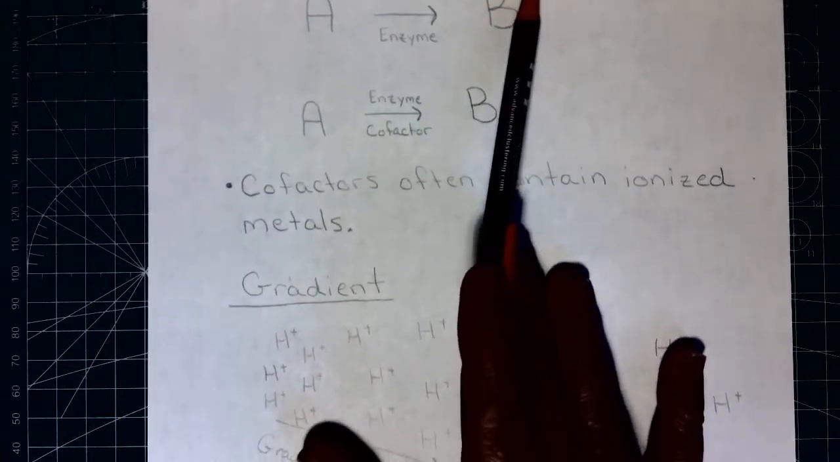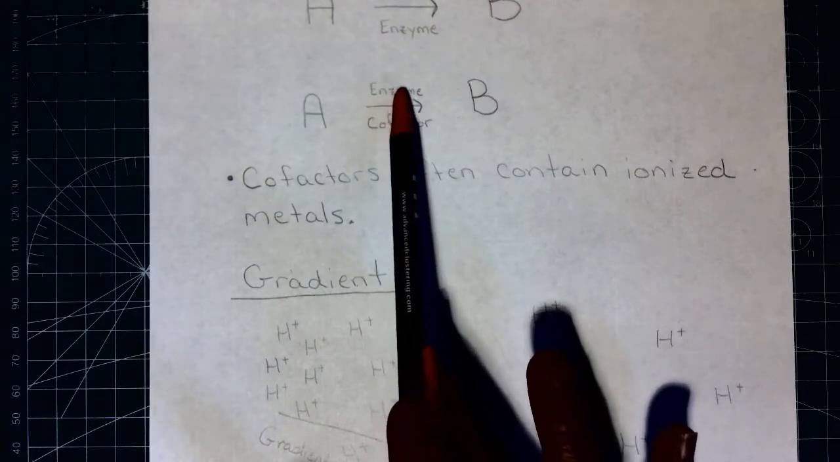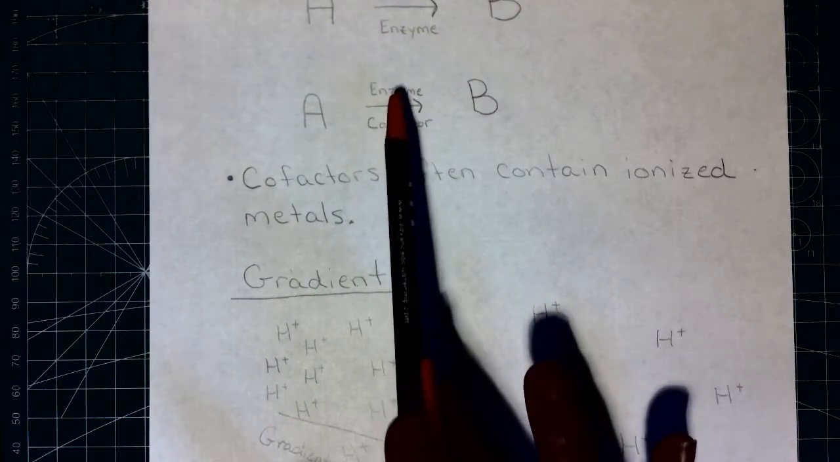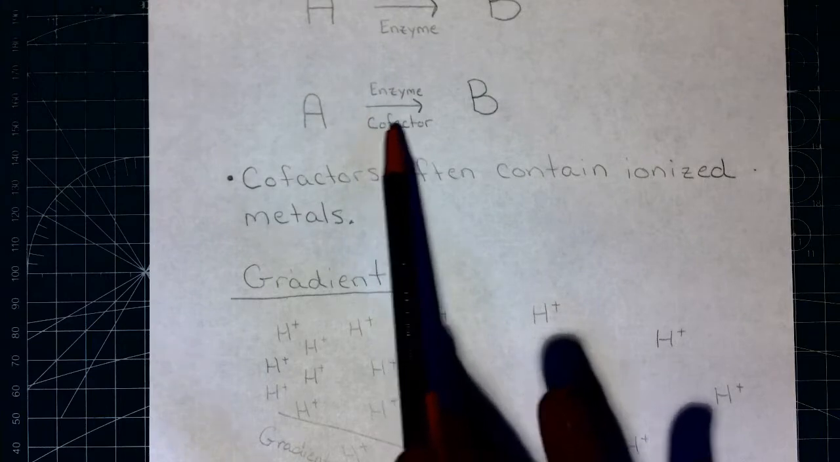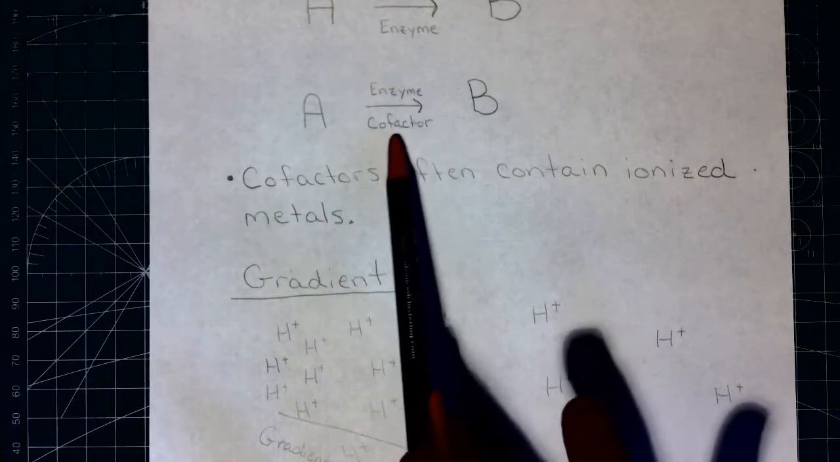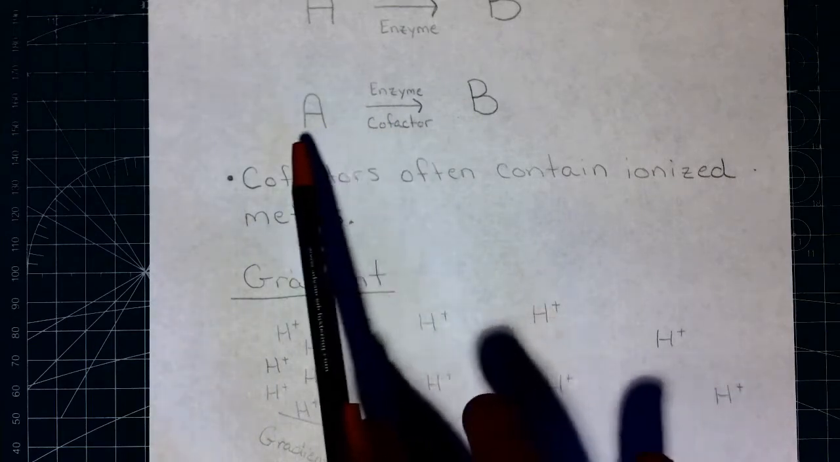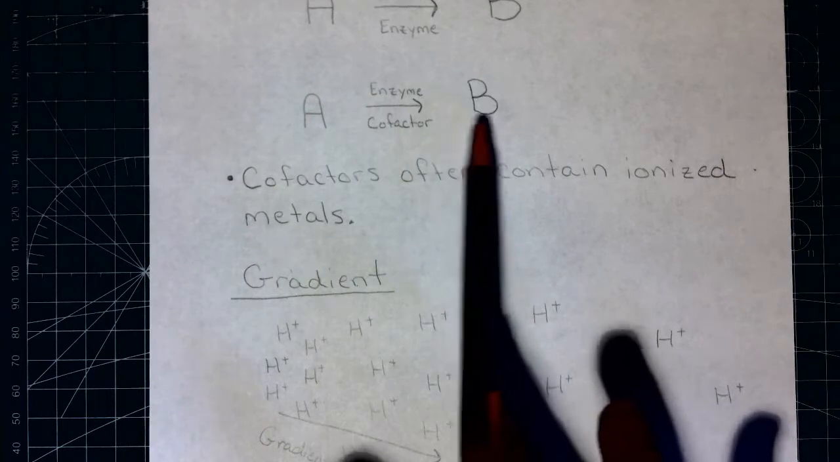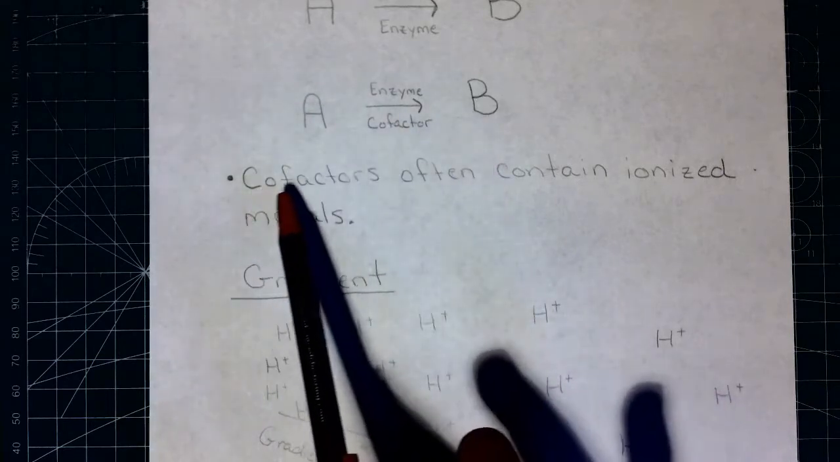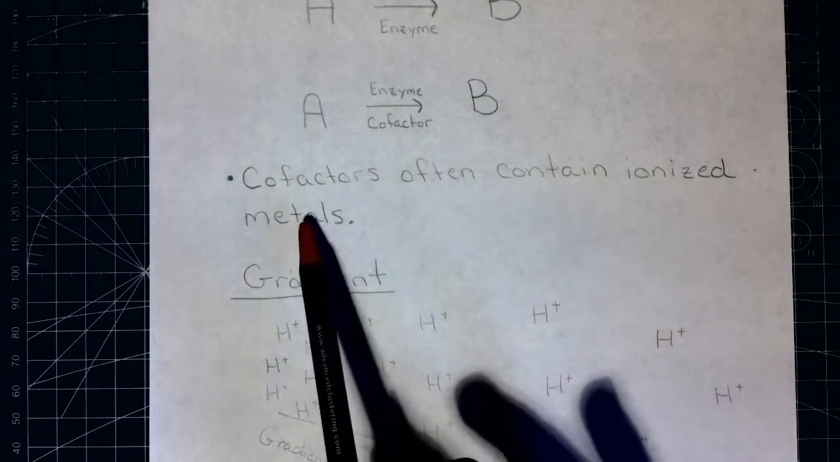Now, enzymes will be necessary, but sometimes the enzyme needs a little helper with it. And we call that a cofactor. So sometimes we need the enzyme and all of its cofactors, its little helpers, around in order to get our substrate A to go to B. And it is these cofactors that often contain ionized metals.